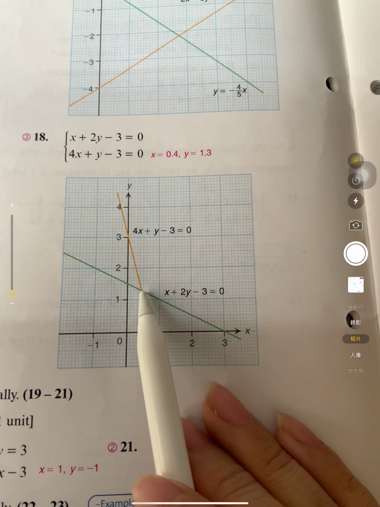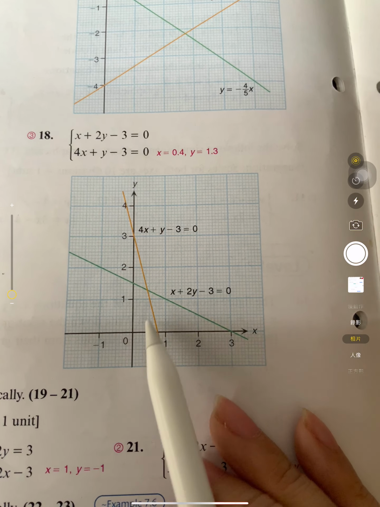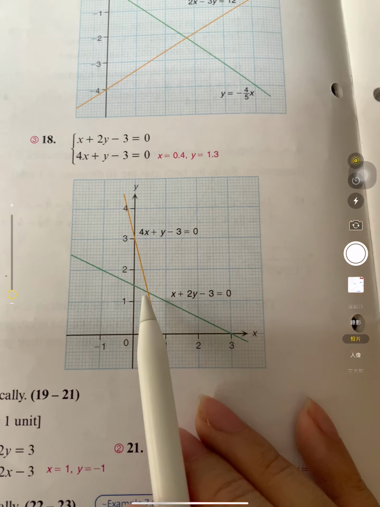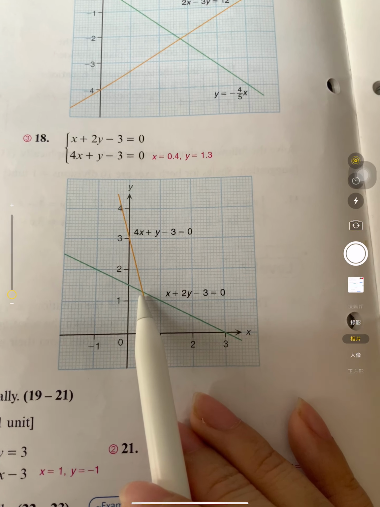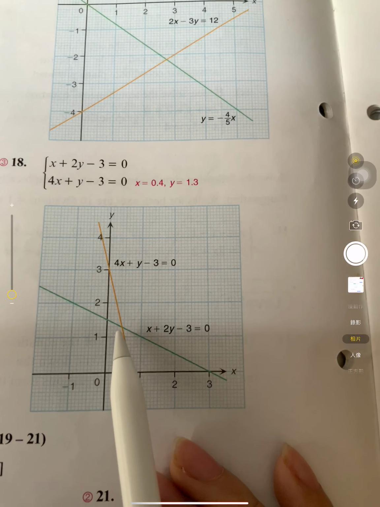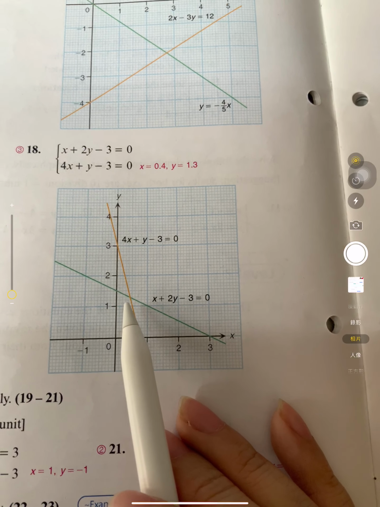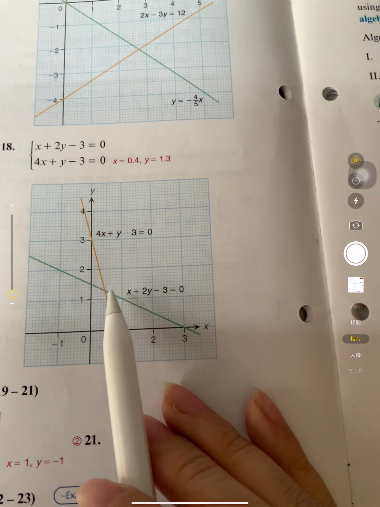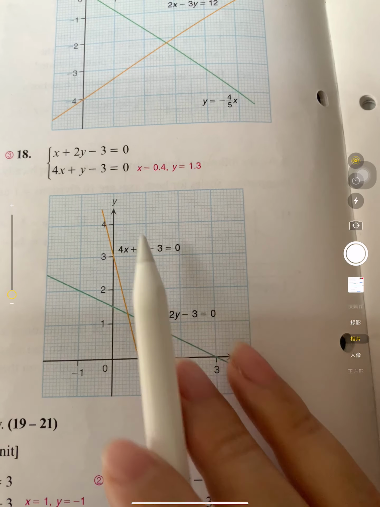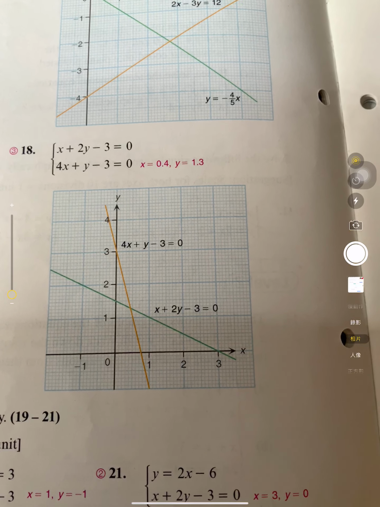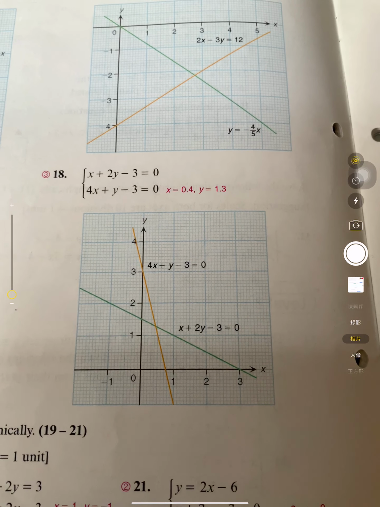For example, you can see 0.4 here, but maybe it is not 0.4. The true, exact answer may be 0.something, right? We never know, because the graph paper is not very accurate in finding the solution.